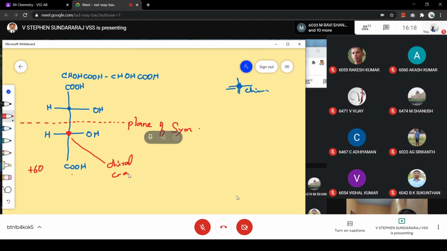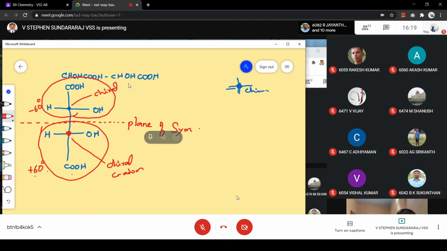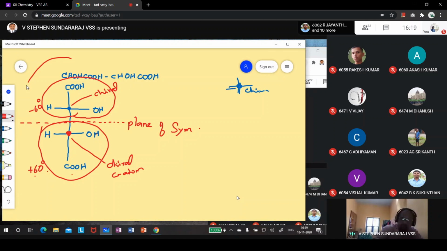A chiral carbon atom will rotate. Suppose it is rotating 60 degrees. This also is a chiral carbon, and this also is a chiral carbon. It will rotate. But since they are mirror images, these two portions, this portion and this portion, are not a molecule by themselves. They are in an enantiomeric relationship. So if it is plus 60, the other will rotate minus 60 degrees. Then overall, this is part of the molecule. I'm telling you, part of the molecule.